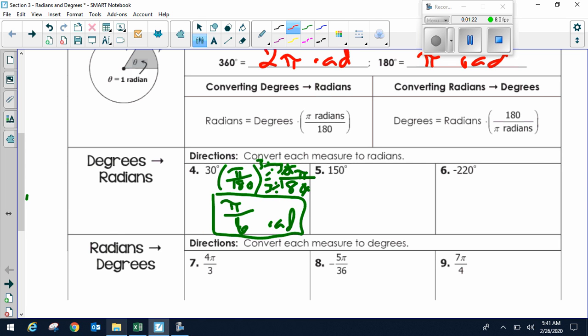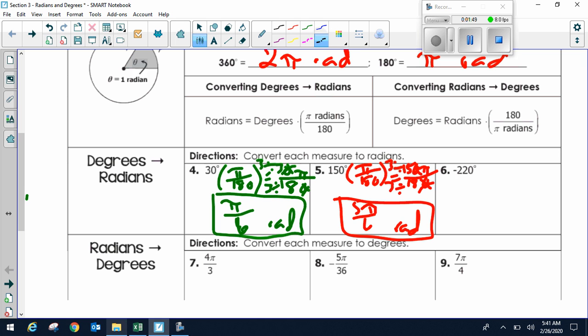Same thing for the next one. Multiply it by pi over 180. So you get 150 pi over 180. And you reduce it, so drop the zeros because they both have a 0. They're both divisible by 3, so we're going to divide them by 3. So I got 5 pi over 6 radians.